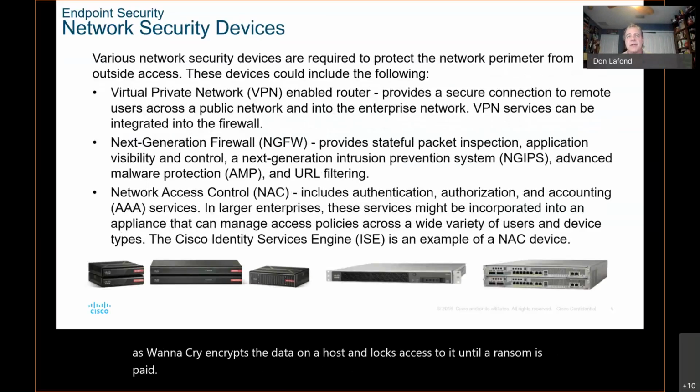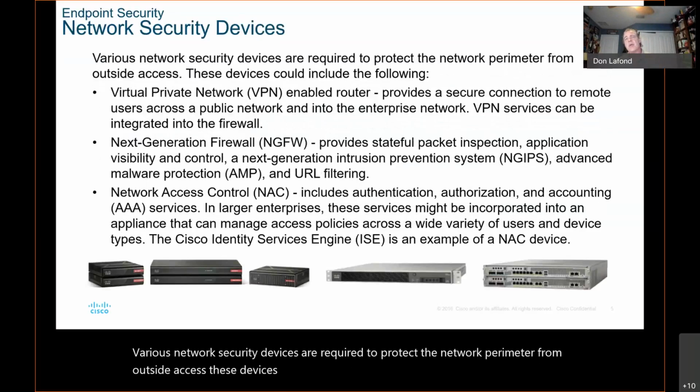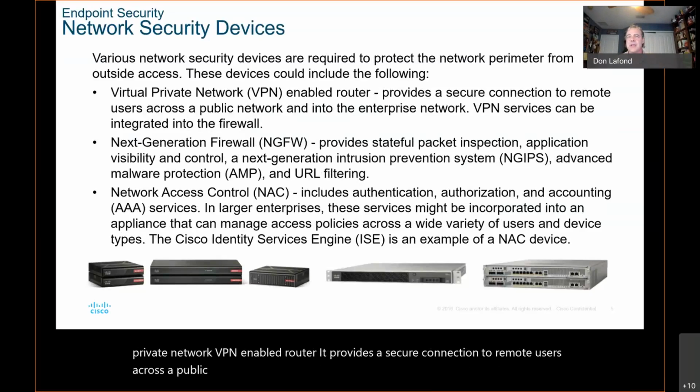Various network security devices are required to protect the network perimeter from outside access. These devices could include one or more of the following: a virtual private network, a VPN-enabled router. It provides a secure connection to remote users across a public network and into the enterprise network. VPN services can be integrated into the firewall.